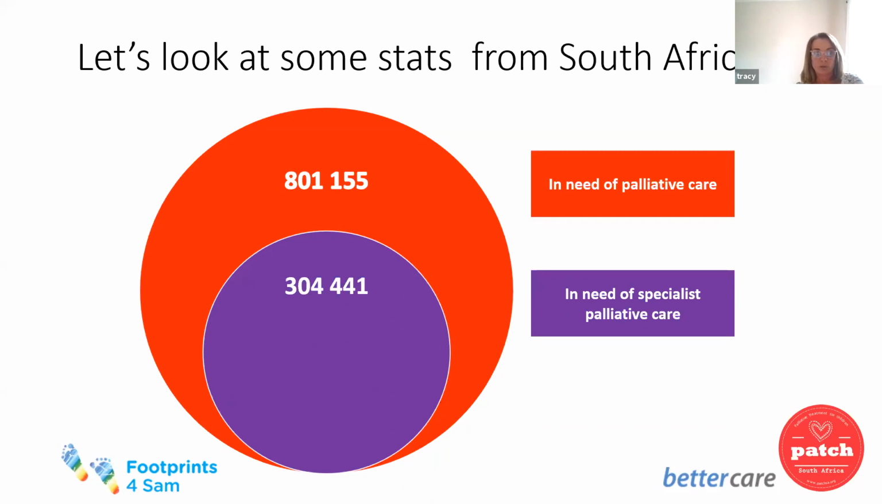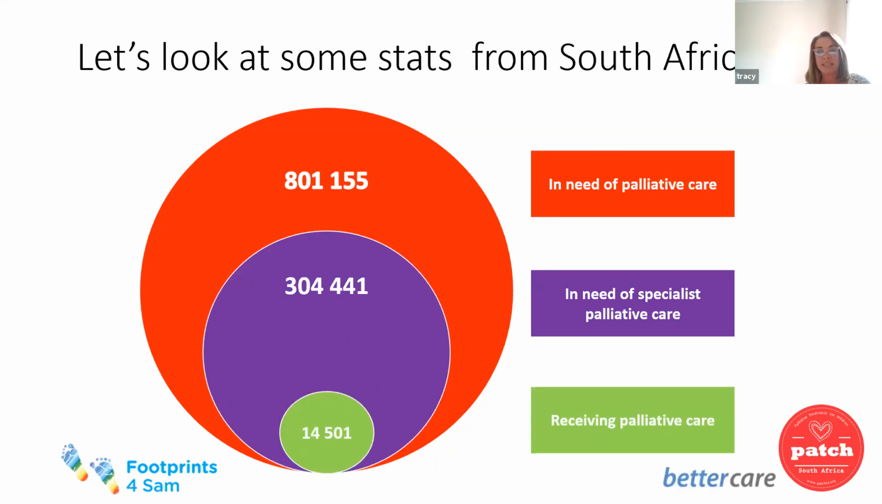Really, we can see it's ginormous just when you look at the size of the graphs. But in fact, this is where the real relevance comes in: out of those 800,000 or so, there are only 14,501 children who are receiving children's palliative care at this stage. So we can see the huge need there is to provide palliative care. And this was done in 2013. We know these numbers and figures would have changed drastically.